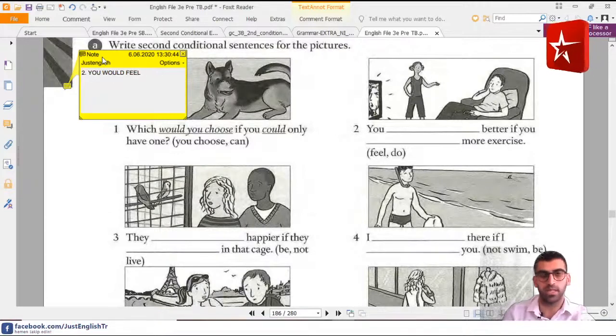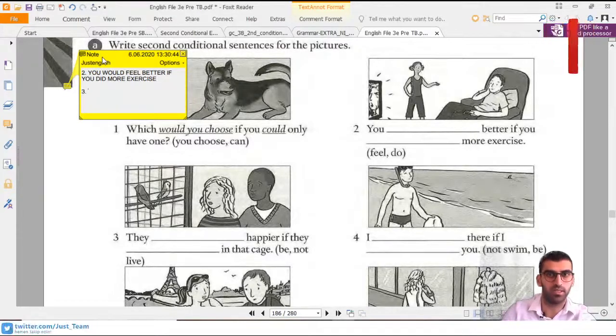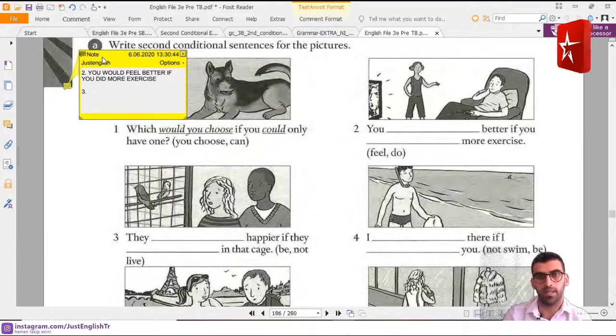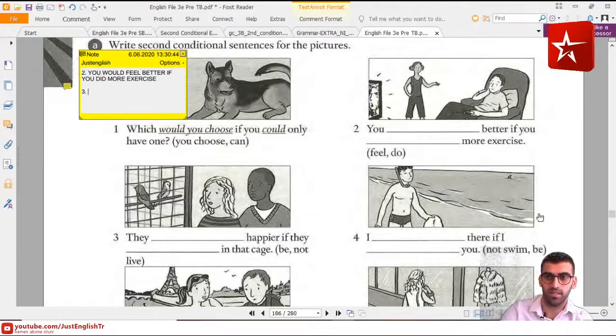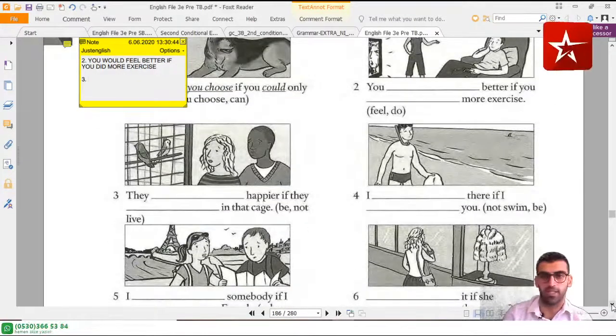and in the main clause, as you see, we have to use would and plus the first form of the verb. Would feel better if you did more exercise. Yes, if you did more exercise, you would feel better. Do you do exercise, guys? Do you do any exercise? If not, you should start.